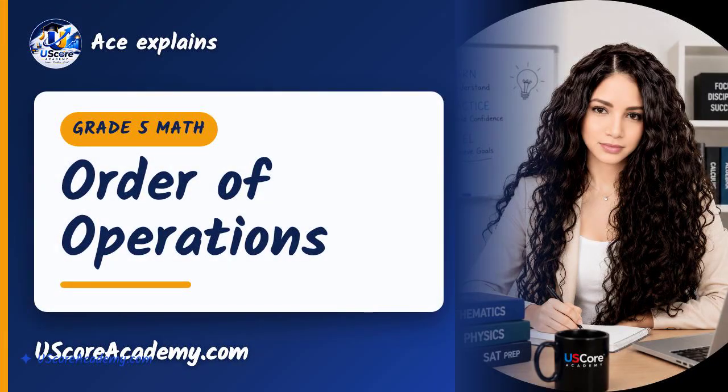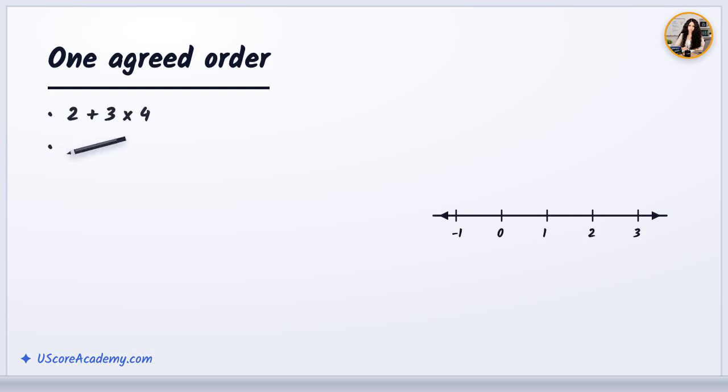Let's learn order of operations together, step by step. If everyone solved math in a different order, we would get different answers. So we follow one agreed order. In 2 plus 3 times 4, we multiply first, getting 12, then add 2 for 14.